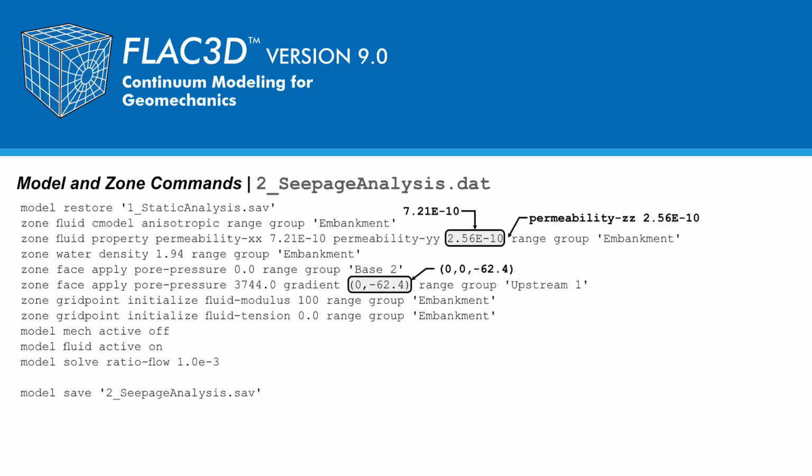The next file to consider is 2_seepage-analysis.dat. Two changes to this data file for use in FLAC3D are needed. The first change is reassignment of the mobility coefficient to account for the fact that z is now vertical and x and y are horizontal. That is now permeability-yy 7.21 e to the minus 10, permeability-zz 2.56 e to the minus 10. The second change is reassignment of the pore water pressures, with pore water pressure changing with z and not y. That is now gradient 0, 0, minus 62.4.